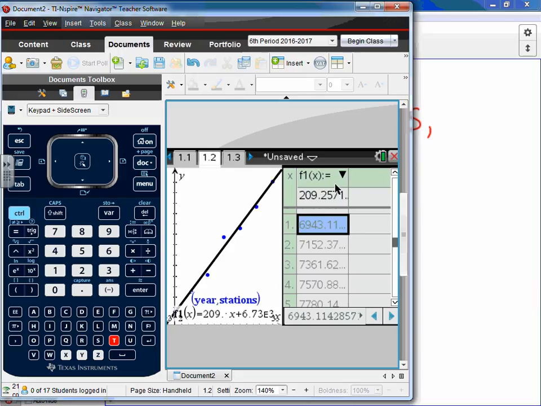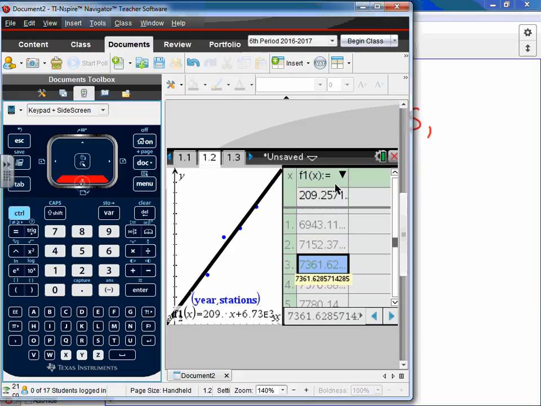For example, what does 1 correspond to? What year? 1971. So in 1971, which we don't have any statistical data for, do we have any statistical data for 1971? No, but we can use our linear regression line to fill in those holes. So in 1971, I had 6,943 stations if I use the data to get the best line of fit.